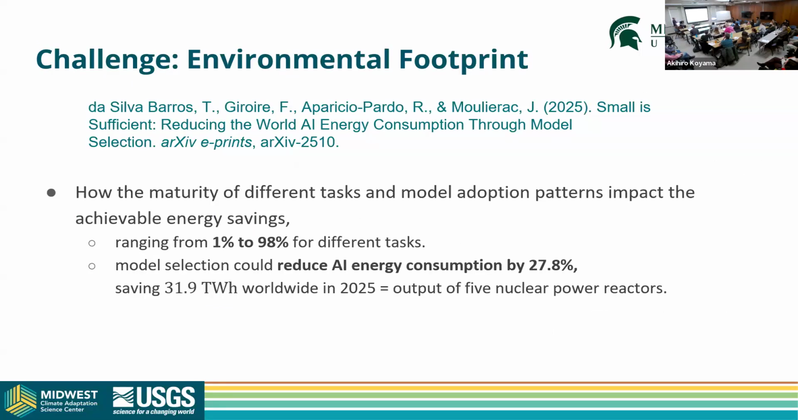So yes, these are very efficient. And also, large language models are very energy and resource hungry models. But in this recent paper, they mentioned that if we carefully select models, we can reduce the energy consumption by 1% to 98%. So with just that model selection, the energy consumption can be reduced overall across the world by 27%, which is equivalent to the output of 5 nuclear power plants. So technically, we can utilize AI with less energy if we carefully select what we are going to do.